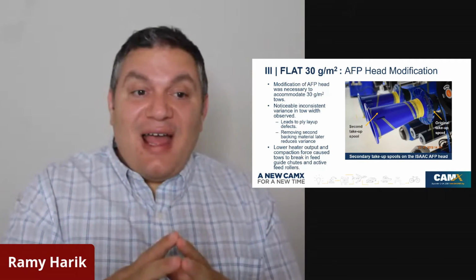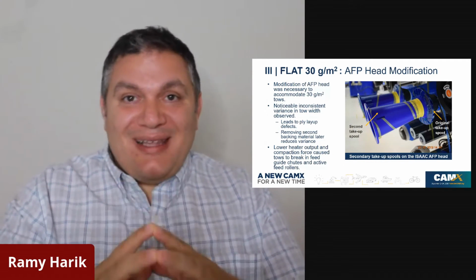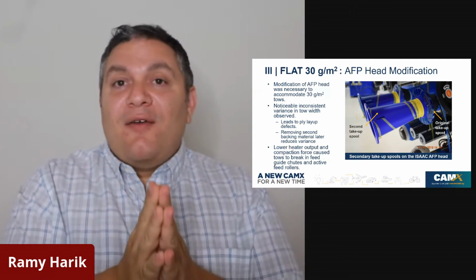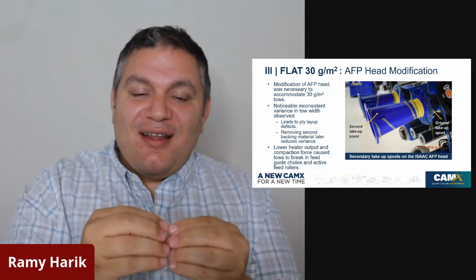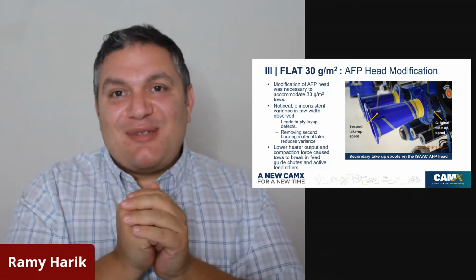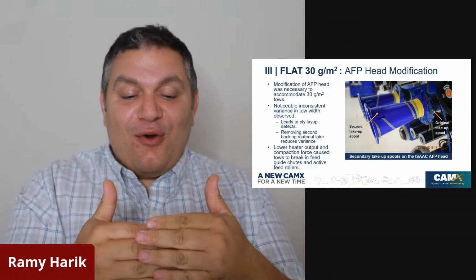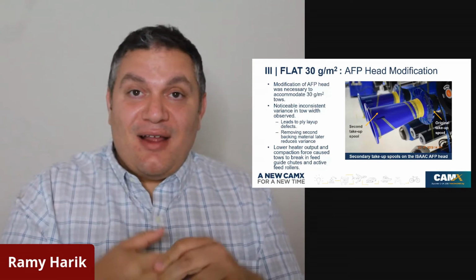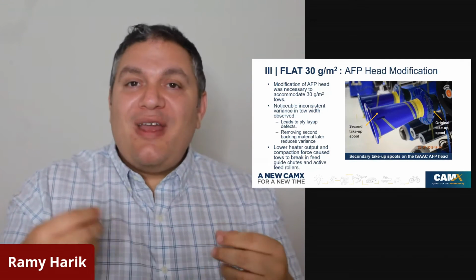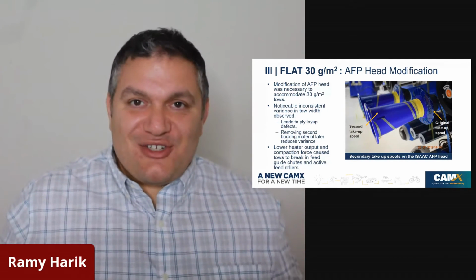Now, the flat 30 GSM is a completely different ballgame. For starters, the 30 GSM is so thin that it needed two backing tapes in the roller, and therefore we needed to remove these two backing tapes. And according to the trials, we had a lot of roping due to the tension.